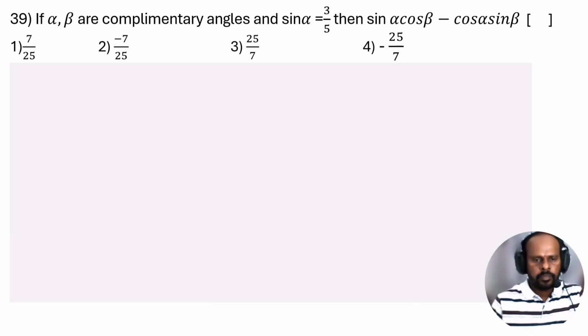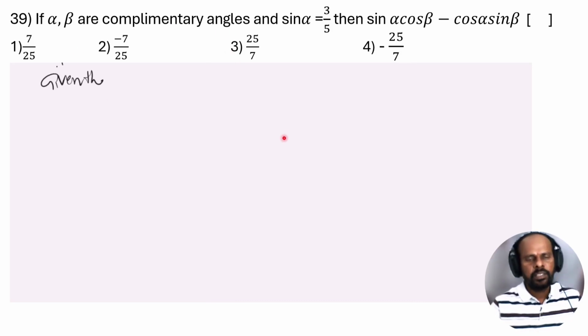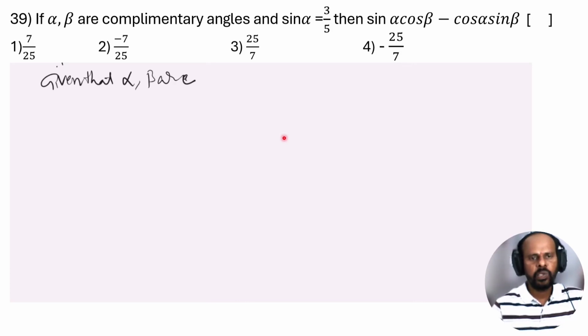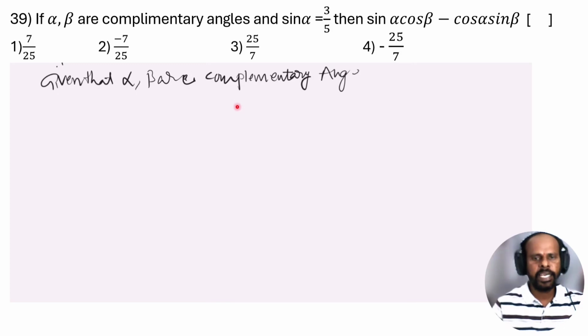And here it is given that alpha and beta are complementary angles. When complementary angles are given, what is the sum of the two angles? That is alpha plus beta equal to a right angle. Right angle means alpha plus beta equal to 90 degrees. So that is the condition given in the question.